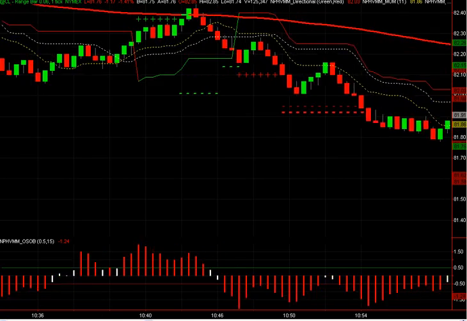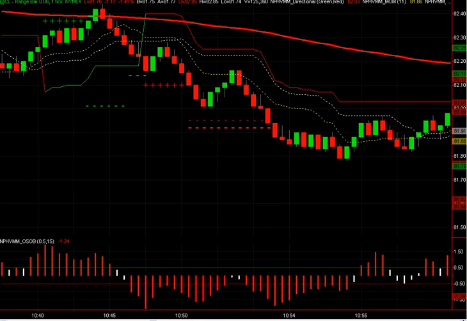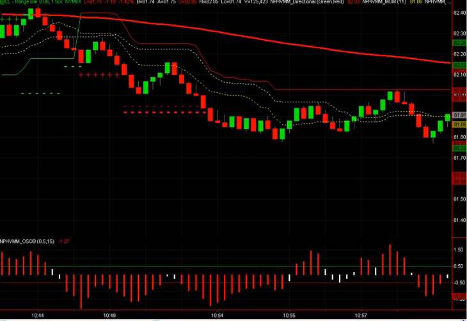And then let's look for one more setup here. We're going to get the close above the profit line, which we don't get quite yet here, but should be coming.